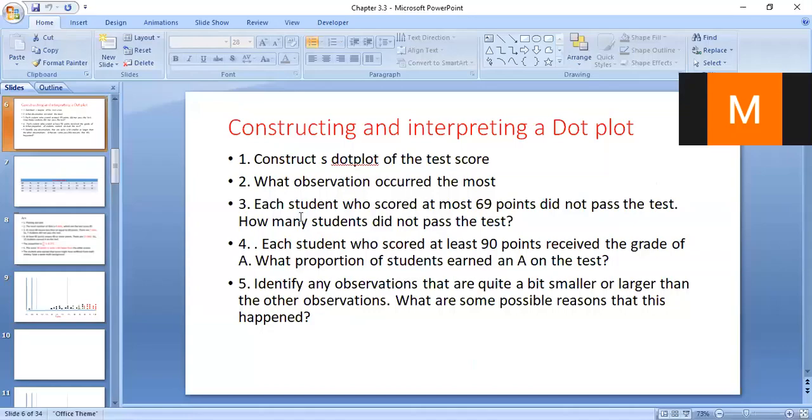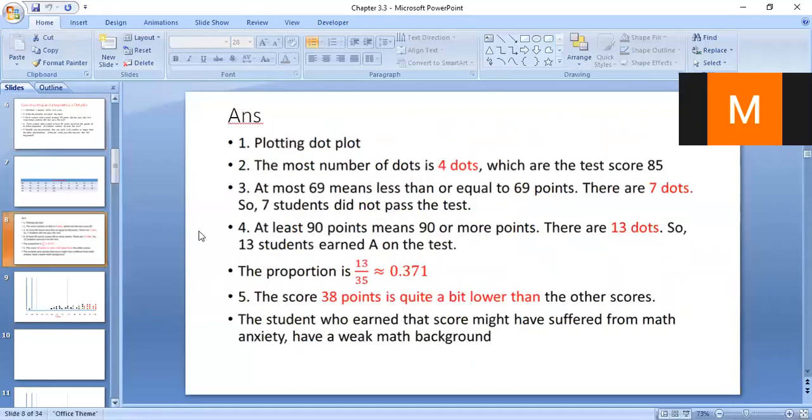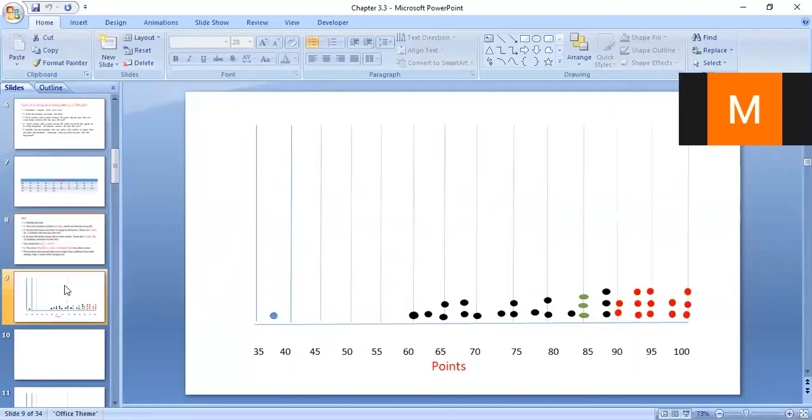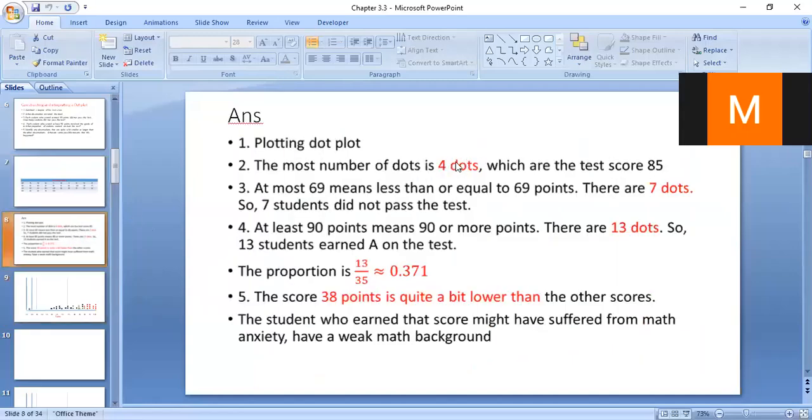What observation occurred the most? You look, the mode number is 4 dots. You look here, this is the number 4. This is the highest, number 4. Right? That's the 4 dots.